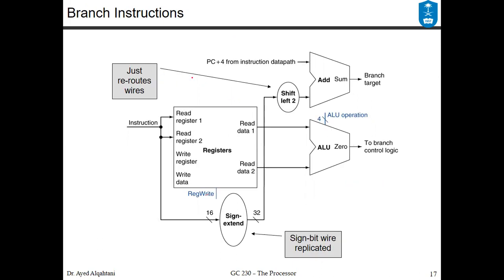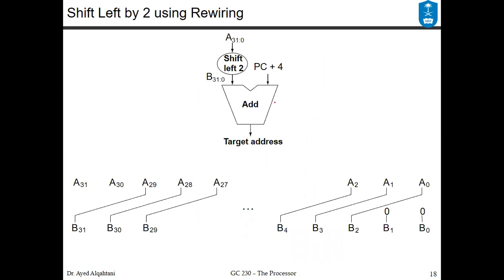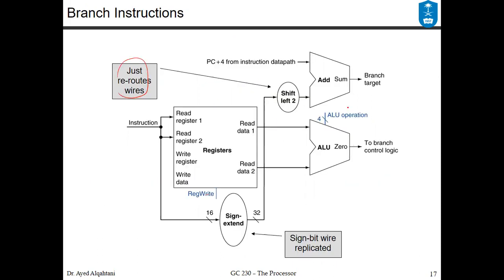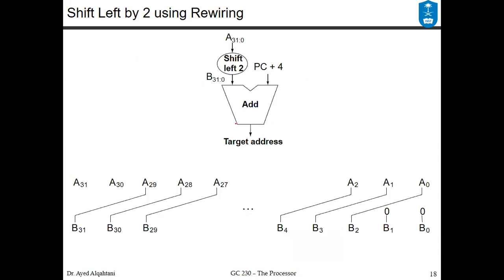Now, as you can see, we mentioned here that we shift left by 2. To shift left by 2, you just reroute the wires. To reroute the wires, if we say that this adder is actually this one, so we have PC plus 4, and we have the line coming from the sign extend, we will call it A. It's from 0 to 31. And you need to do shift left by 2, and you supply at the output of the shift left 2 the variable B from 0 to 31.